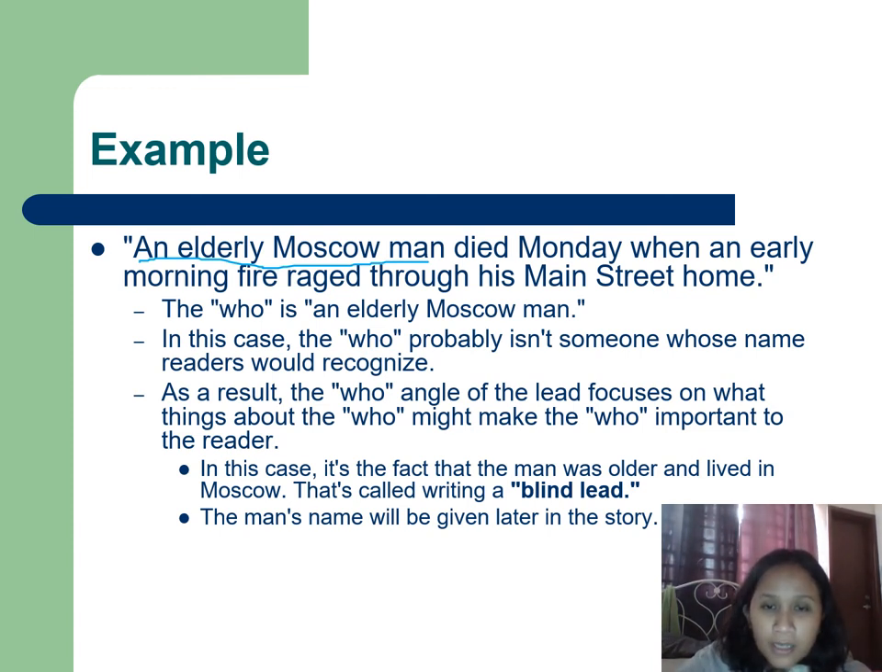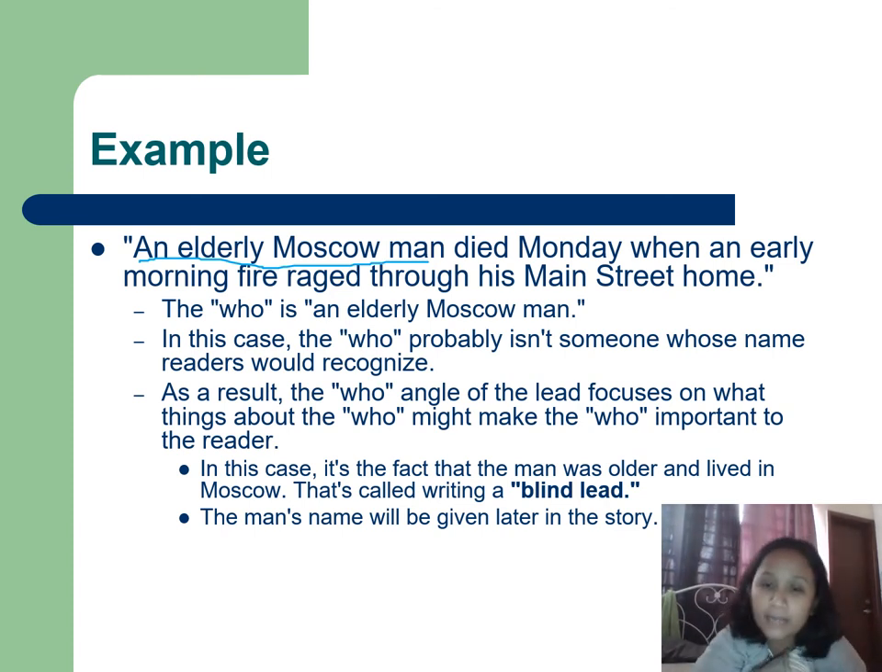As a result, the who angle of the lead focuses on what things about the who might be important to the reader. In this case, it's the fact that the man was older and lived in Moscow. So basically, the man's name will be given later in the story. Normally, when you want to indicate what had happened to whom in the lead paragraph, you generalize it in your lead. Then later in your story, you can indicate his name according to the appropriateness of your story as well.